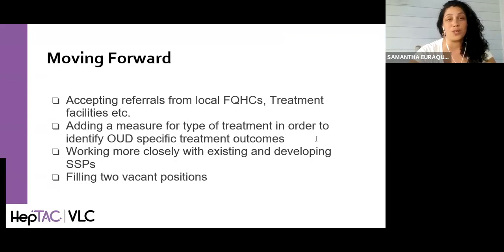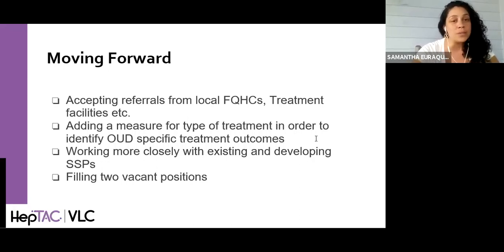Adding a measure for OUD, this is again part of the collaboration and connecting the dots. Sometimes I wonder if CDC understands how people use substances, that it's not always opioid specific, that they might be using other things too.